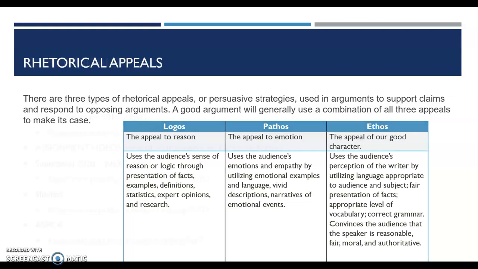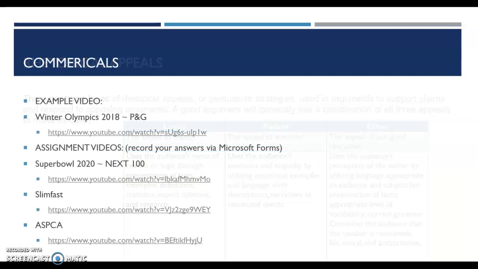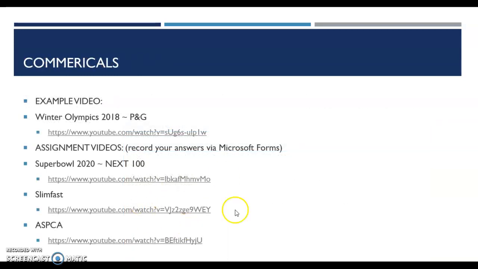Okay. So now we're going to go on and watch a commercial together, and I'm going to talk about what's logical and emotional about the commercial. Then you're going to watch the other three on here and come up with your own appeals for them as an assignment, which I'll send separately.